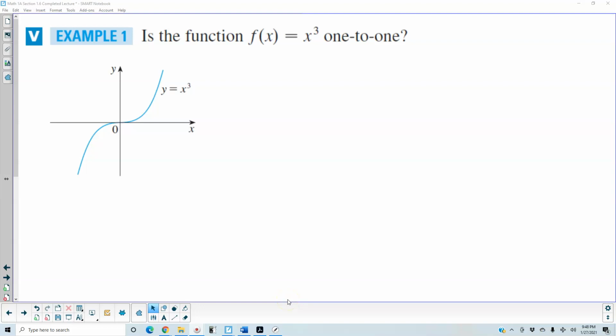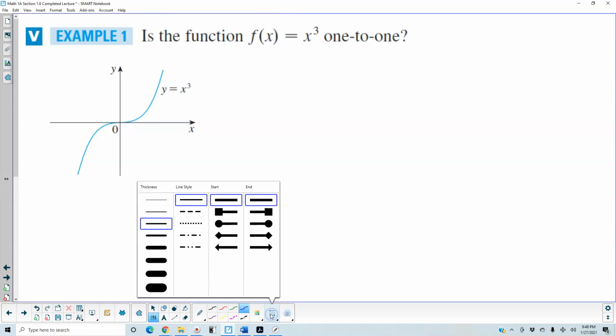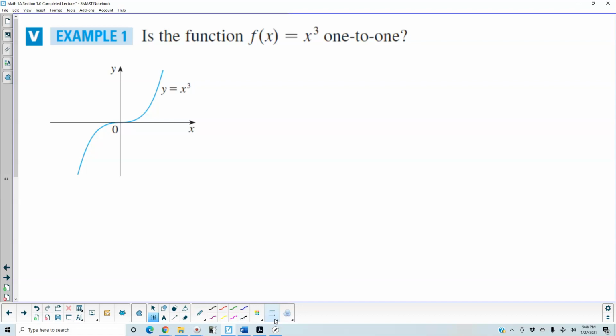Okay, for example 1, is the function f of x equals x cubed 1 to 1? Well, how do we know whether it's 1 to 1 or not? Let's say we have an x value here, we'll call this x1, and let's say that this is x2. For it to be a 1 to 1 function, we know that x1 does not equal x2.